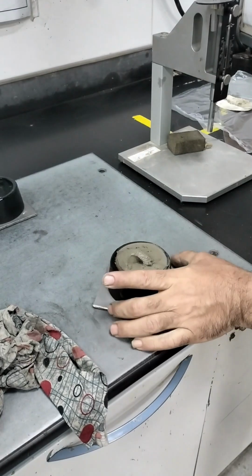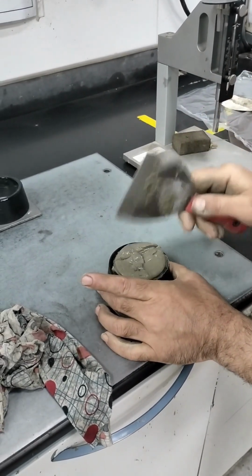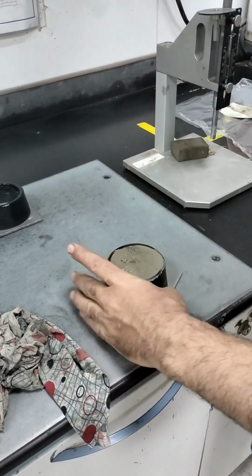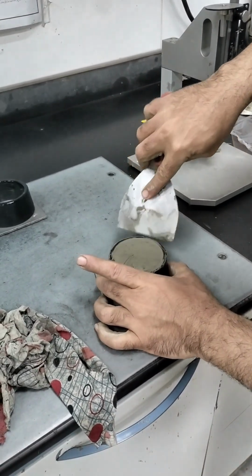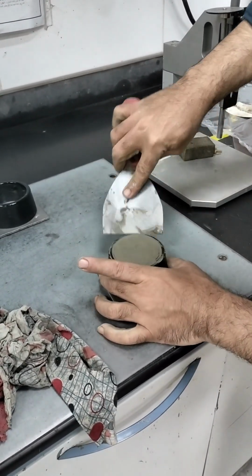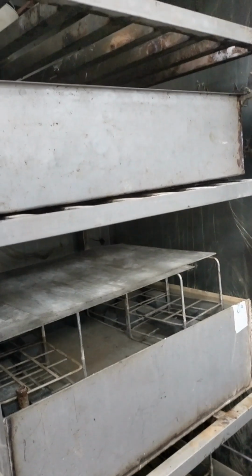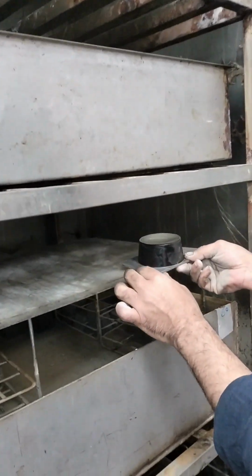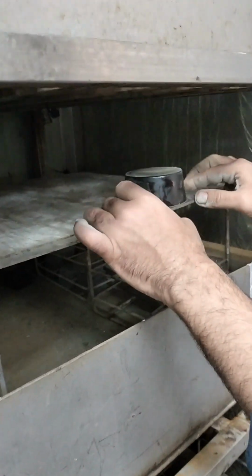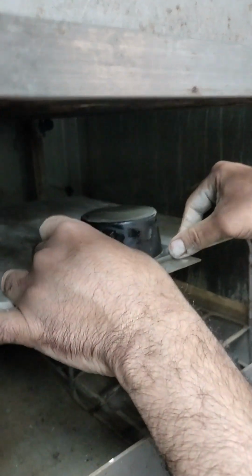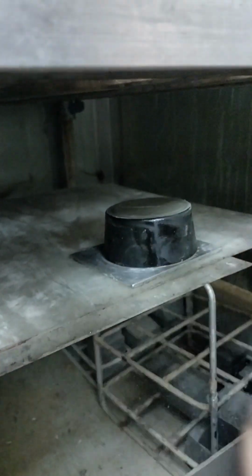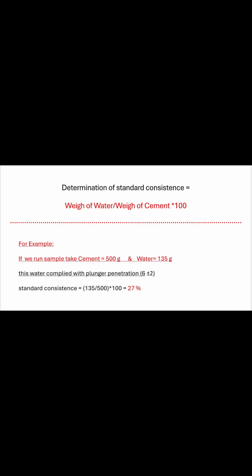Remove the excess by a gentle sawing motion with a straight-edged implement in such a way as to leave the paste filling the mold and having a smooth upper surface. Place the filled mold and base plate in the humidity cabinet, in the temperature-controlled enclosure at 20°C plus or minus 1 degree Celsius, to be ready for measuring initial setting.